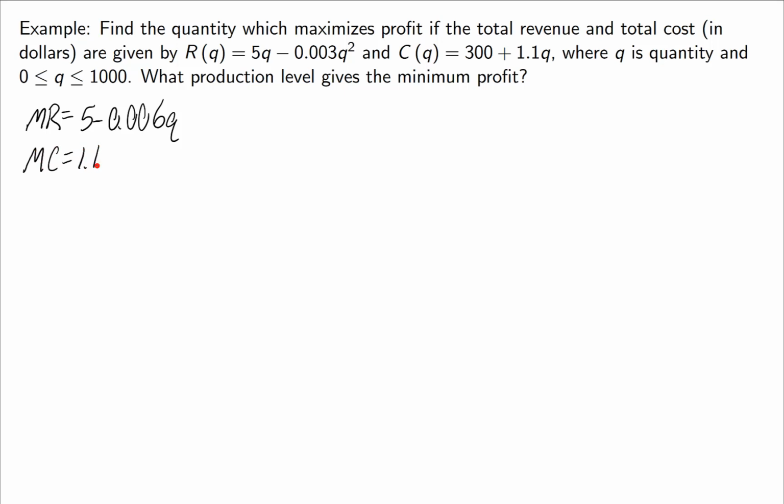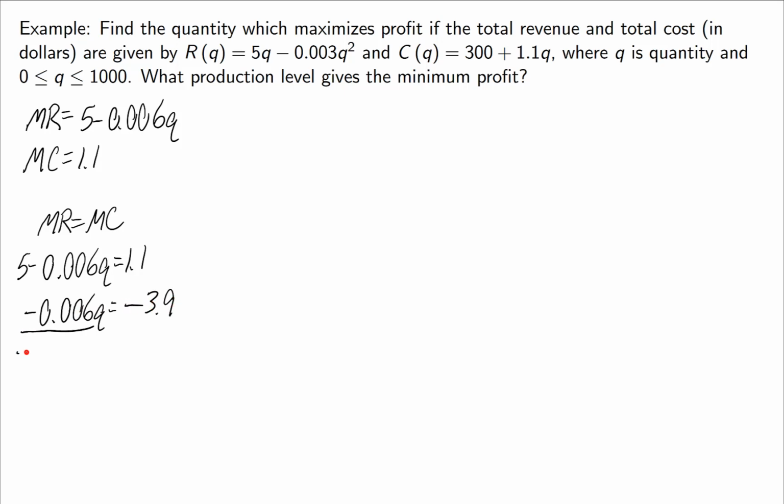What we'll do now is set these two equal to each other to figure out where the maximum and the minimum could occur. If we do this, we end up with 5 minus 0.006Q is equal to 1.1. Now let's subtract 5 from both sides to get negative 0.006Q is equal to negative 3.9. And divide by negative 0.006 on both sides.